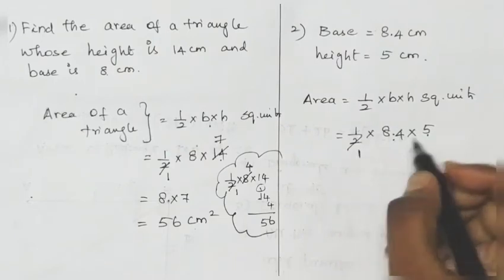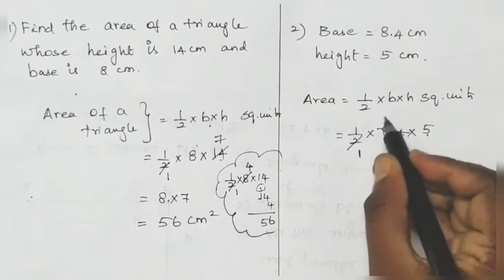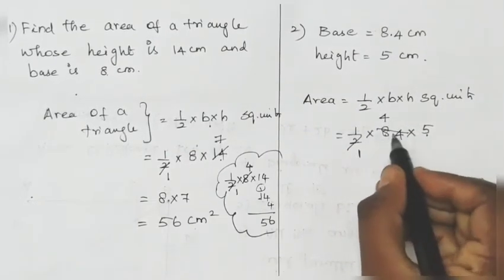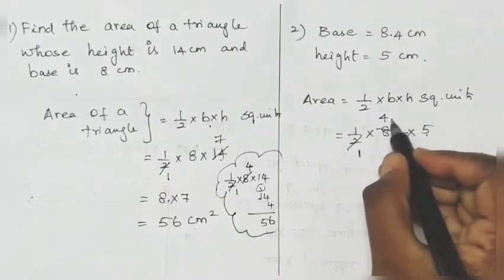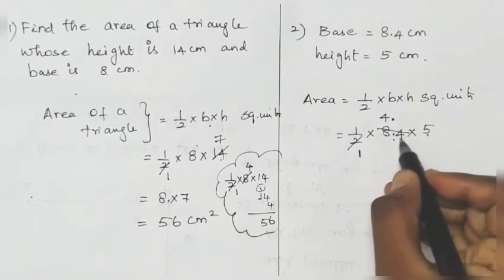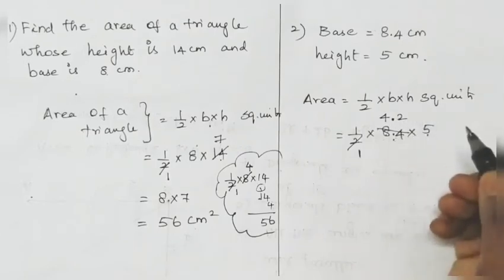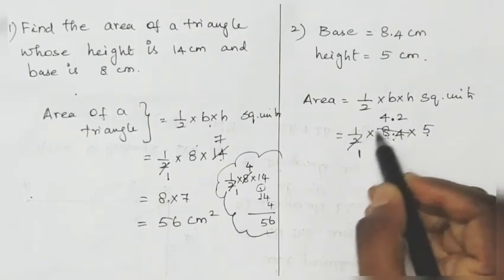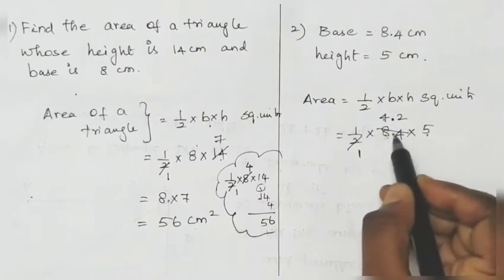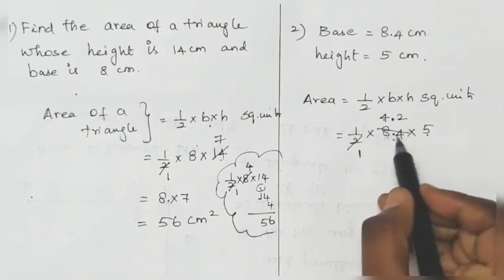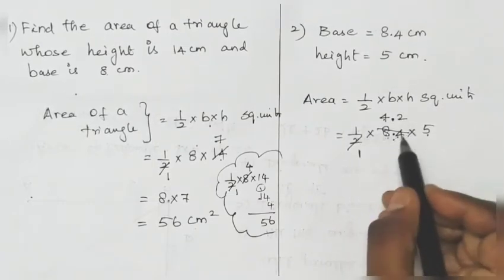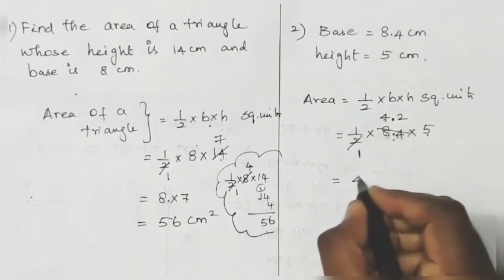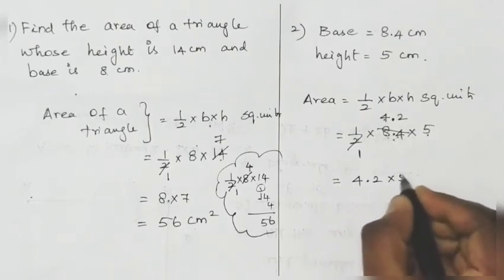So 2 ones are 2. 2 fours are 8. You have the decimal point. So keep the decimal point. Now you have 4. So 2 twos are 4. Is that clear, children? Listen. First you have 8. So 2 fours are 8. Decimal point. So keep the decimal point. Then you have 4. 2 twos are 4. Now it is 4.2 into 5.